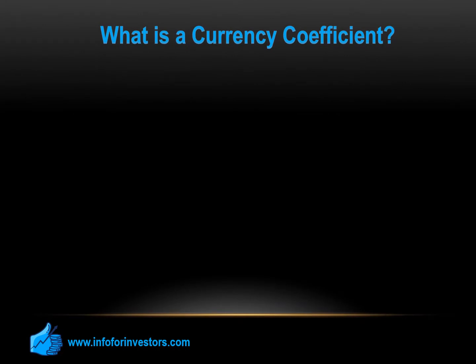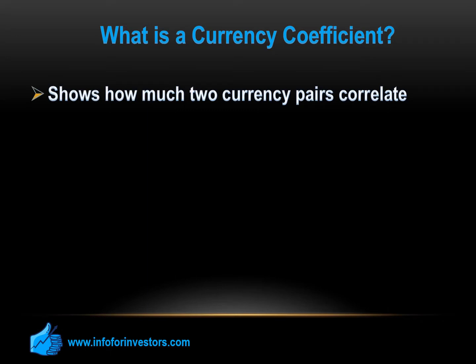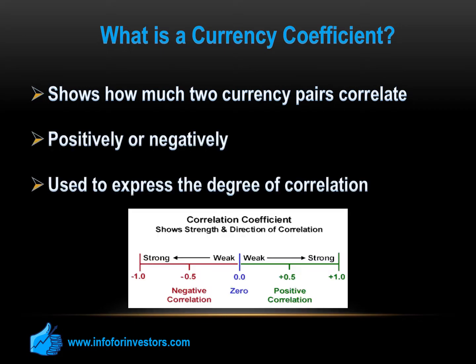Now, let's define what is a currency coefficient. Simply said, currency correlation shows how much two currency pairs correlate, positively or negatively. Use a currency coefficient to express the degree of correlation. Below, you can see a correlation table. The coefficient varies from +1 to -1. The closer it is to +1, the more positive the correlation. This means that these two currency pairs change in the same direction. The closer the coefficient to -1, the more negative the correlation. The pairs always move in opposite directions. A zero coefficient shows that there is no certain pattern in which the currency pairs react. They can either move in the same or different directions.